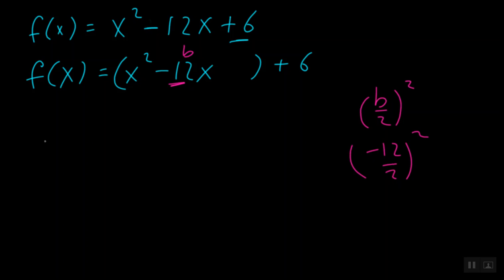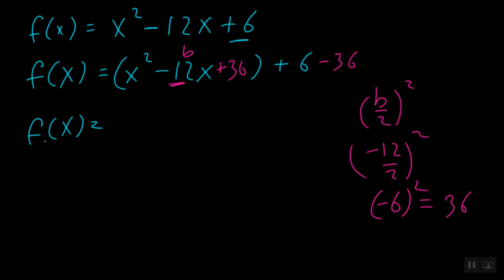Ask yourself, what is negative 12 divided by 2? That's negative 6 squared. And y'all should know this, anytime you square a number, it will always be positive, so negative 6 squared is 36. So I write my perfect square plus 36. Now remember, to keep this balance, I will also write minus 36. And so, I'm also going to cheat here. I'm going to skip a step.